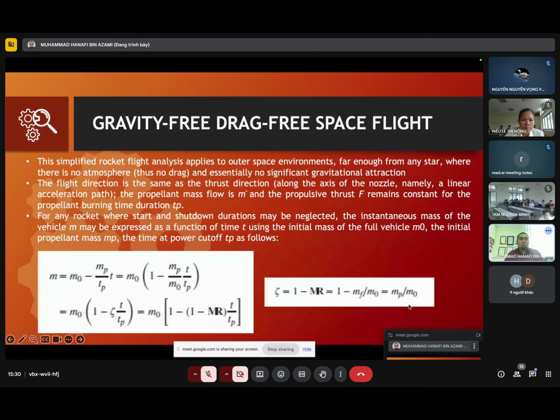All right. So now this is some of the things that we need to simplify, before I discuss with you the gravity-free, drag-free space flight. So you also must know that you have a rocket. A rocket is an engine, and then you have a payload. Payload usually they put at the nose or maybe at the body. If military, it can be a warhead, it can be a science instrument or communication device.